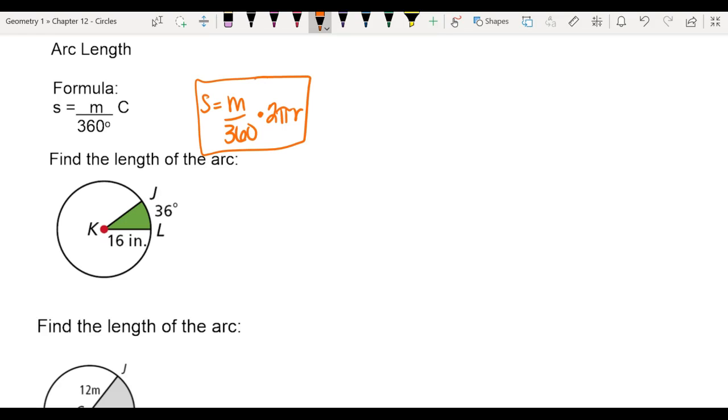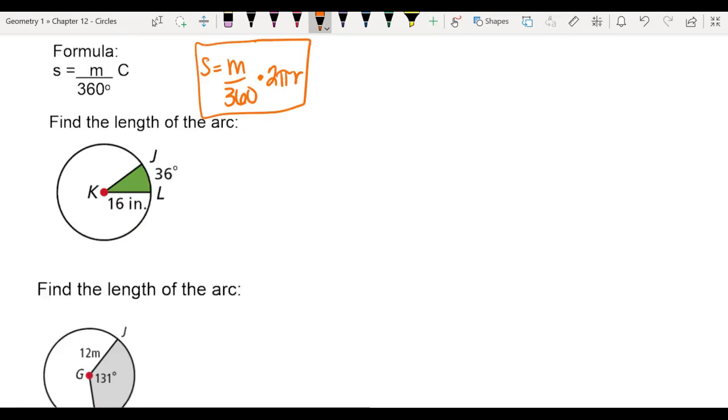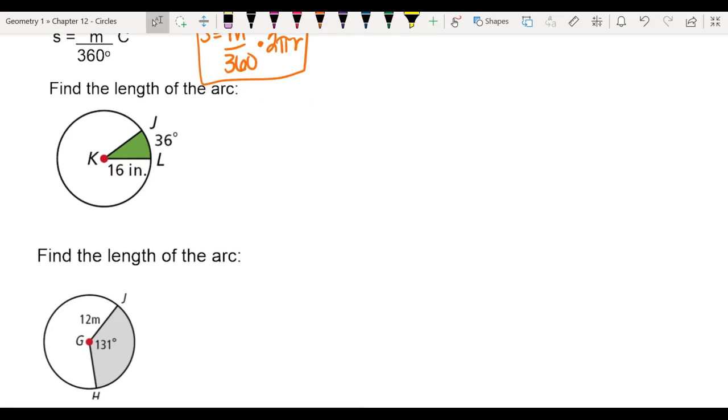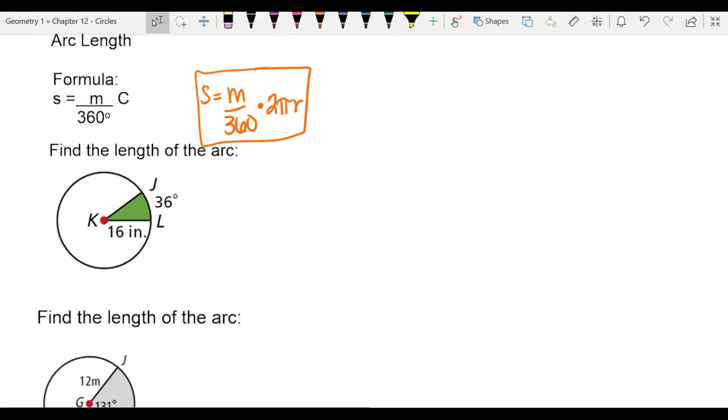Okay, many of you know what r is. M is the degrees of the angle. So what would your M be in this picture? It would be 36, right? What would your M be in this one? What is that one? Is it 120? 131? So for this one, M would be 131. So it's the degrees in the picture.